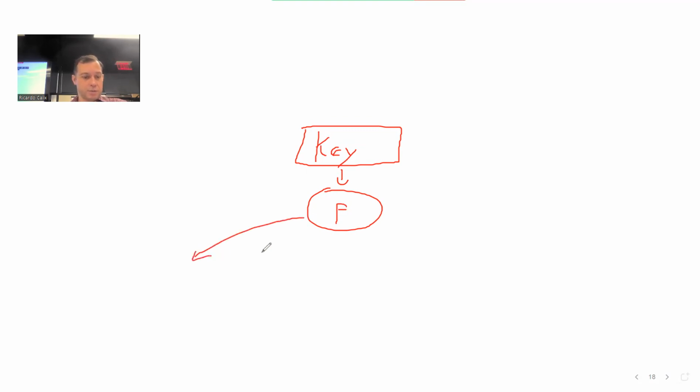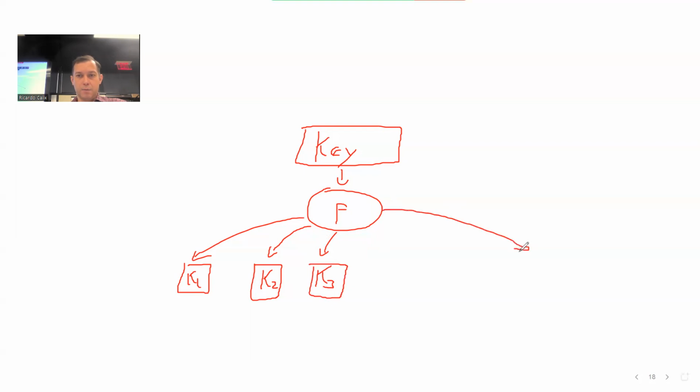So you take 1 key of a specific size, it'll run through a round sequence function, and this just generates keys of the same size. So this would be K1 now, this would be K2, this would be K3, all the way to Kn.